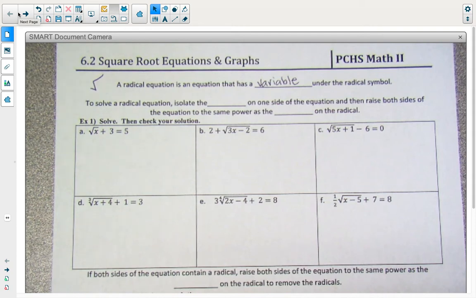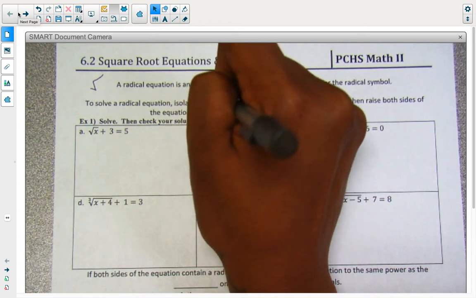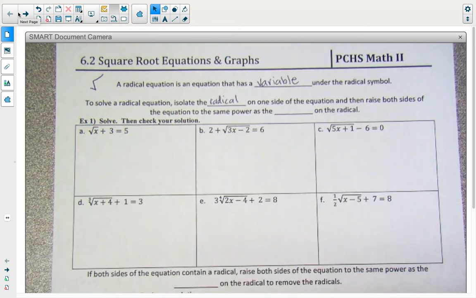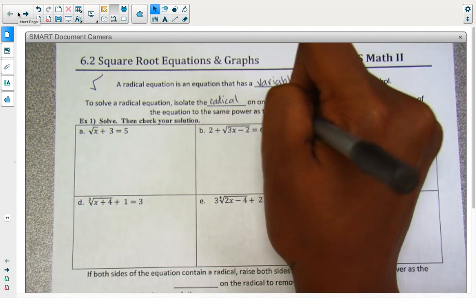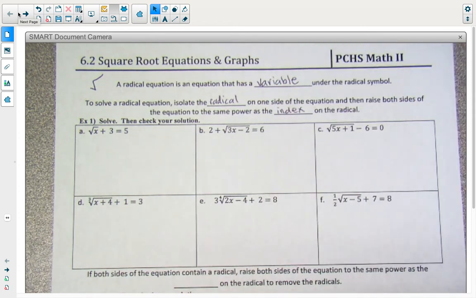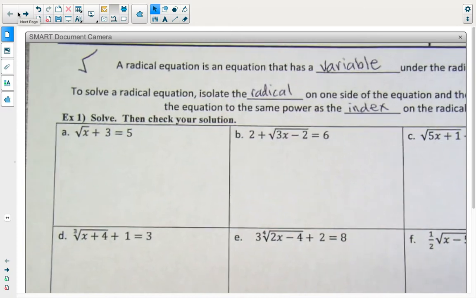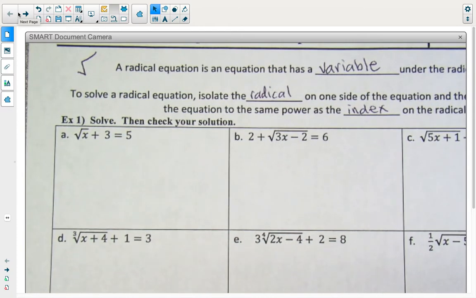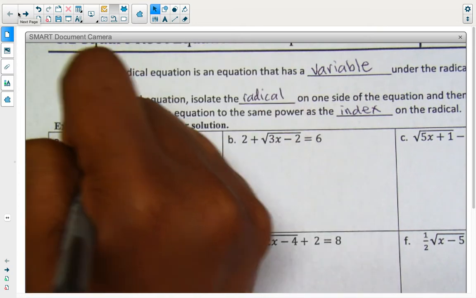To solve a radical equation, isolate the radical on one side of the equation and then raise both sides of the equation to the same power as the index on the radical. So let me zoom in here and we'll go ahead and get started. For A, we're going to solve the square root of x plus 3 equals 5. We need to subtract 3 from both sides.